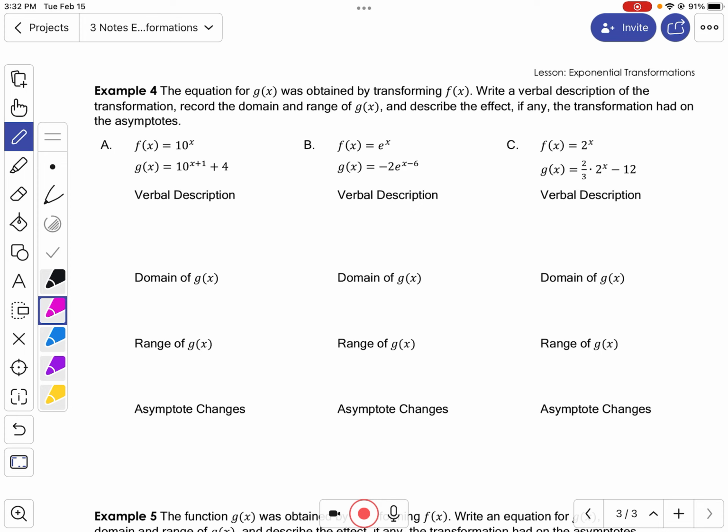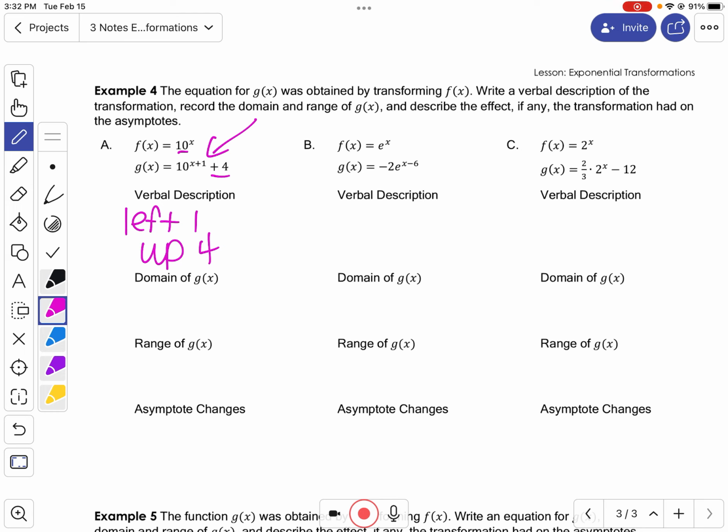Okay, so part A, we're starting with 10 to the x. We are going to go to this one. So notice in the x, it says x plus 1, which means it would shift the opposite and go left 1. The plus 4 on the outside means you're going to be going up 4. And then the 10, remember the 10, notice that's my original base on my parent function, so I do not need to confuse that with a vertical stretch.